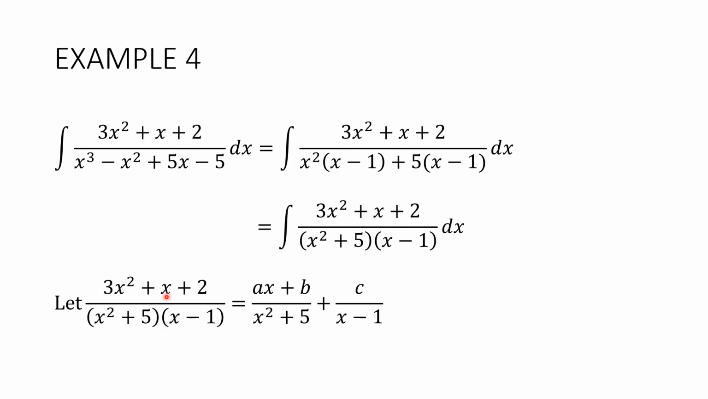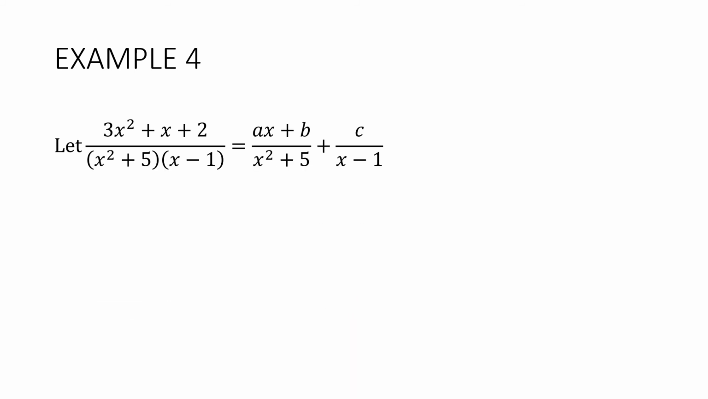So I'm going to let all of this be equal to, here's a quadratic factor, so ax plus b on top, plus, this is a linear factor, so it just gets a c. Okay, let's equate those numerators. We get 3x squared plus x plus 2 is equal to ax plus b multiplied by x minus 1 plus c multiplied by x squared plus 5.